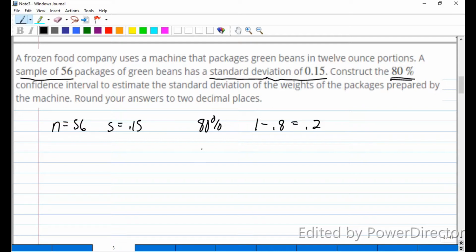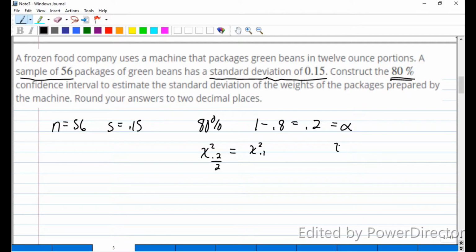Okay. So we're going to have a critical chi-square. That's going to be chi-square sub alpha over 2. Because that's our alpha there, it's going to be sub 0.2 divided by 2. So we want to do this one first. What's 0.2 divided by 2? If I had 20 cents and I had to divide it evenly, what would I have? 10 cents, right? So 0.2 divided by 2 is 0.1.